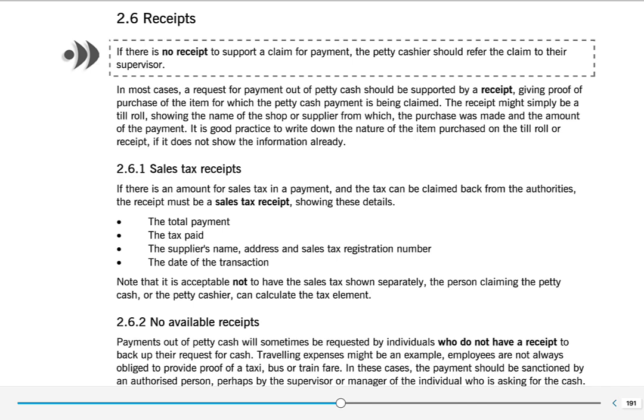The key message of lesson 2.6.1. Students, remember this rule. If sales tax is included, we must have a proper sales tax receipt. Without it, the business may lose the right to claim the tax back, and the payment may need higher approval.